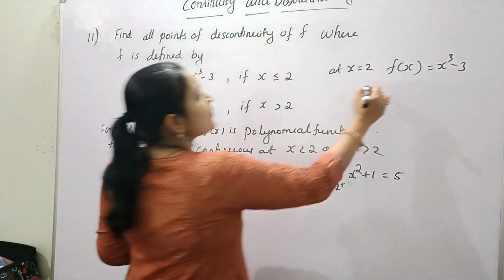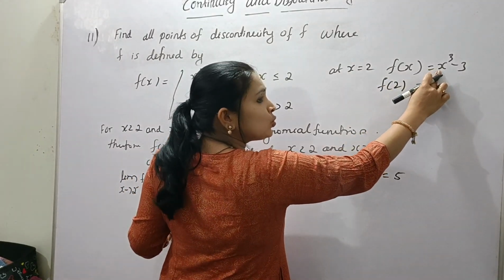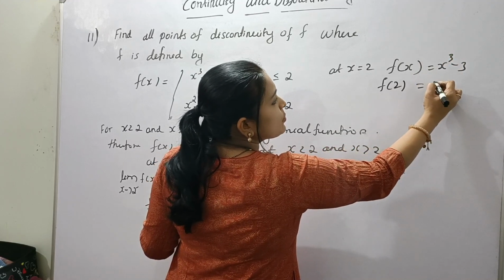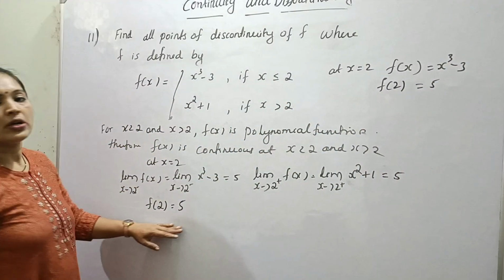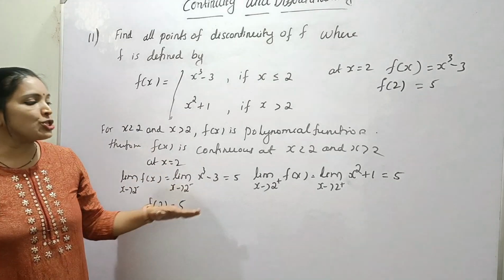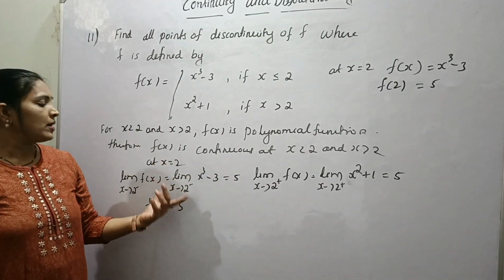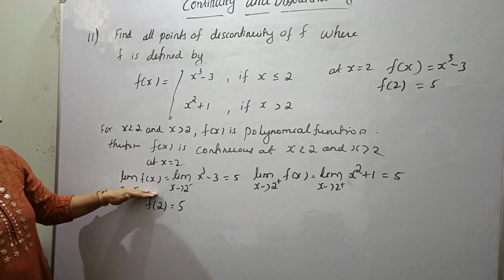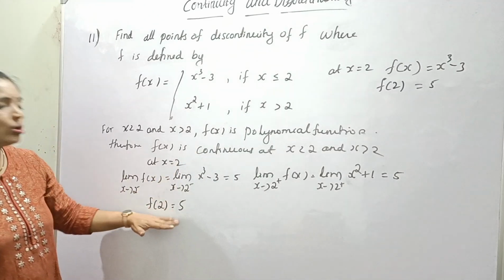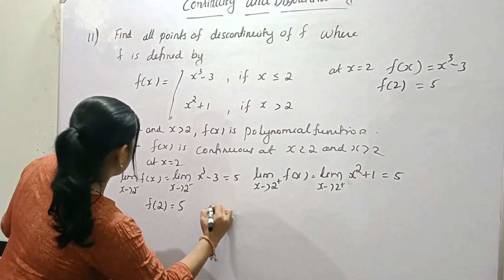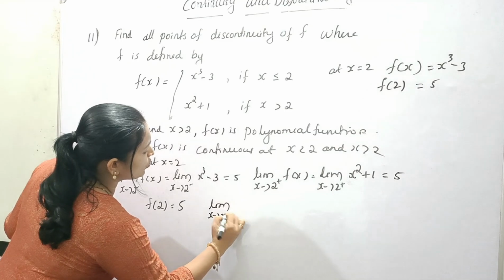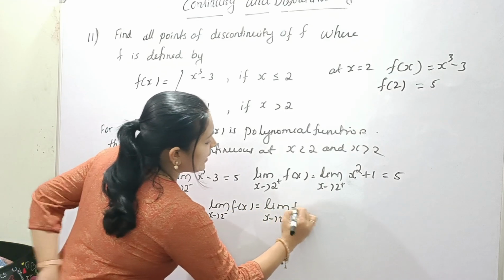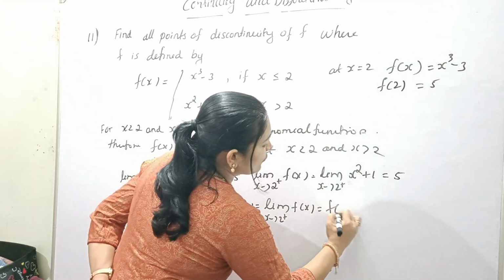So what is f of 2? f of 2, replace x to 2, right? So substitute x is equal to 2. So 2 cube, 8 minus 3 is 5. So f of 2 is also 5. So according to the definition of the continuous function, this function is continuous at x is equal to 2, because we have got left hand limit, right hand limit, that is equal to value of the function. Limit x tends to 2 minus f of x is equal to limit x tends to 2 plus f of x is equal to f of 2.